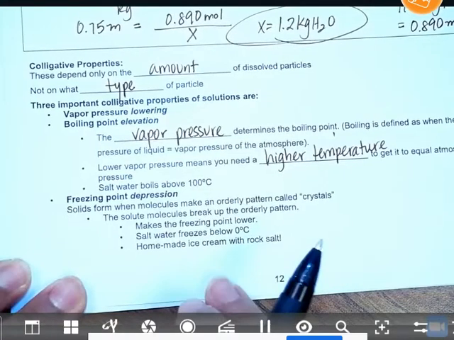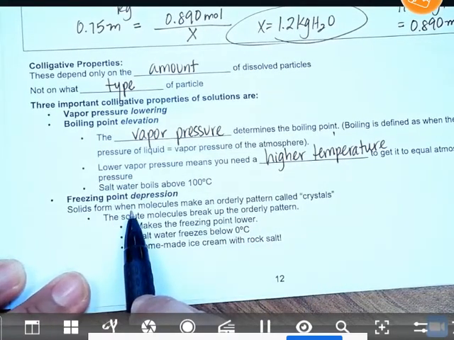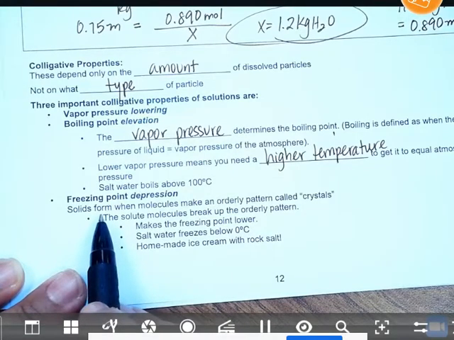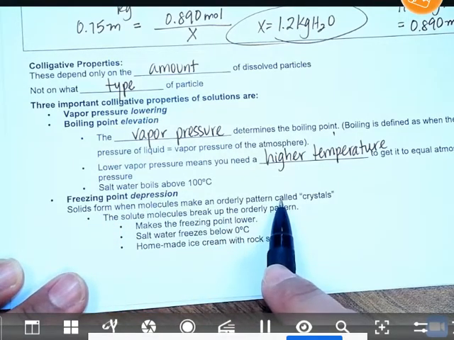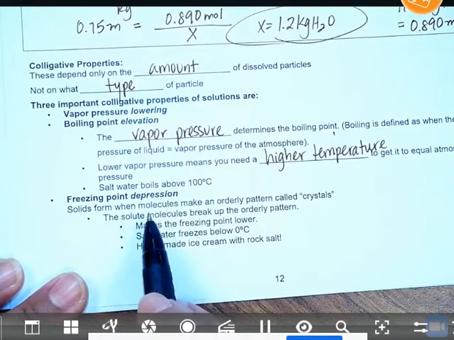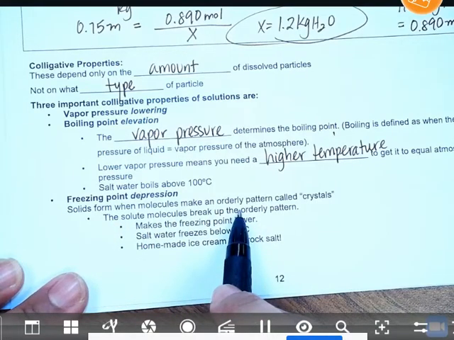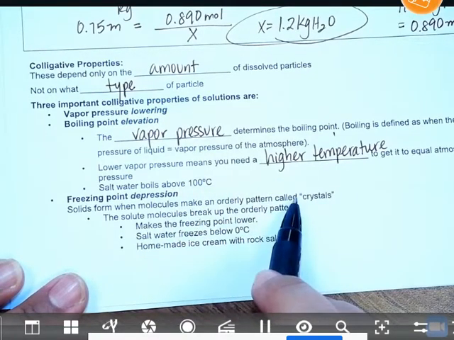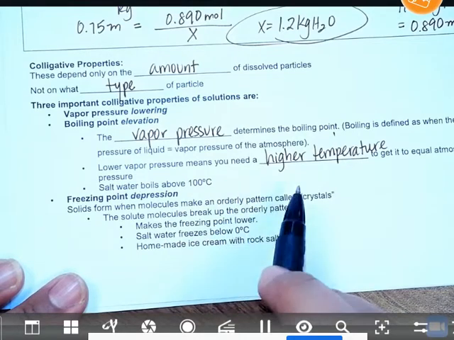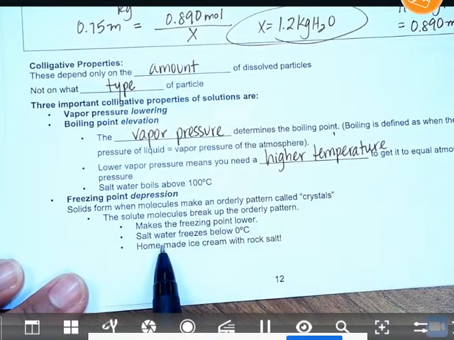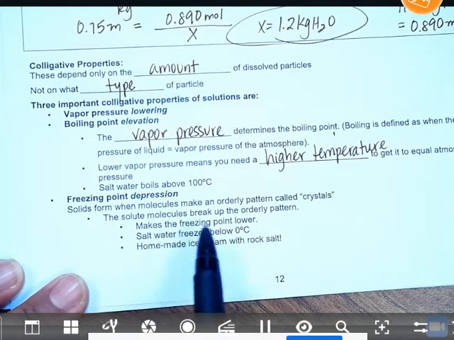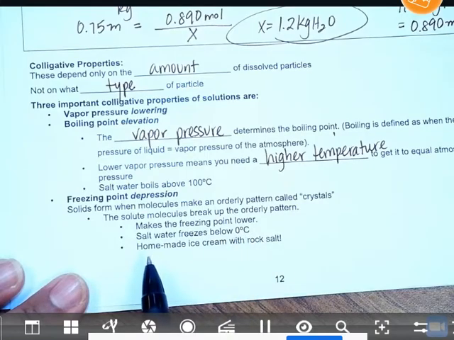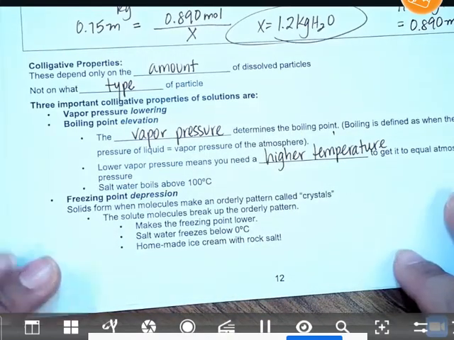Freezing point depression. So this is what we need to know for making ice cream. Solids form when molecules make an orderly pattern. But if a solute breaks up into particles, specifically ions, it's going to lower the freezing point. The reason is that now this solvent that used to be pure can no longer make its crystals. It has to deal with these extra particles that are in there. So salt water freezes below 0 degrees Celsius, and this is how ice cream is made with rock salt.